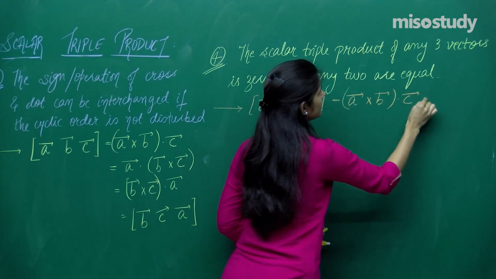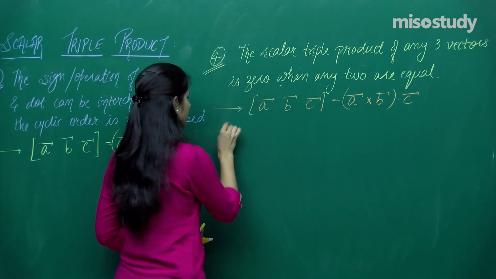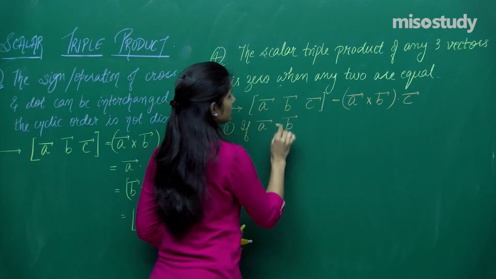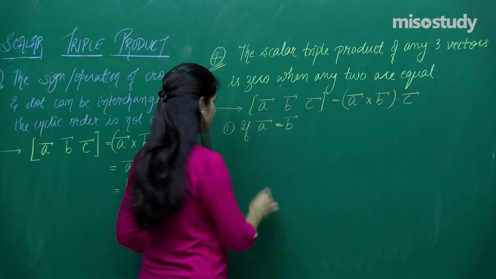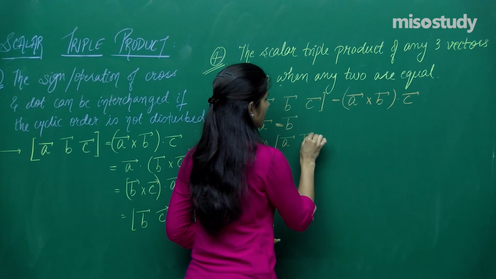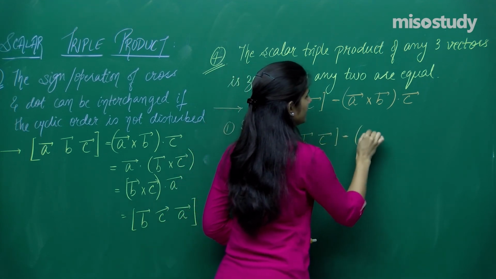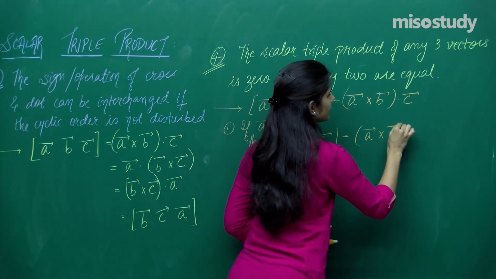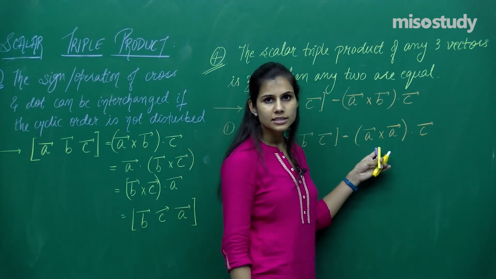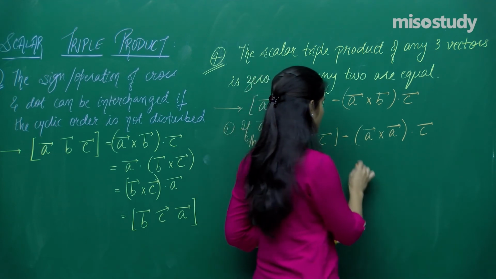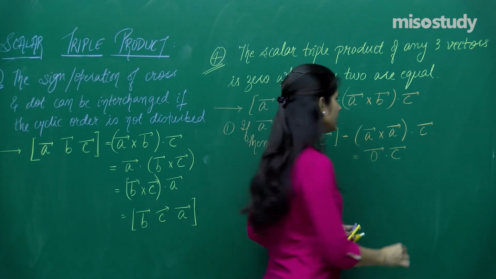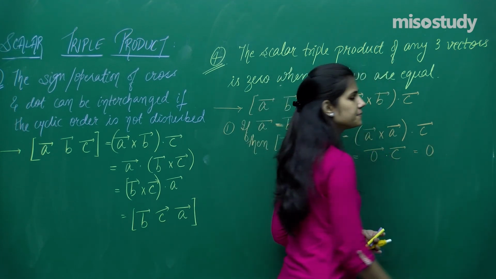This is what you have as the definition. First thing, suppose A vector turns out to be equal to B vector, then this will be A vector cross A vector dot C vector. If you remember, we have recently done this, that A vector cross A vector is 0 vector, and 0 vector dot product with any vector gives you 0 only, scalar 0.